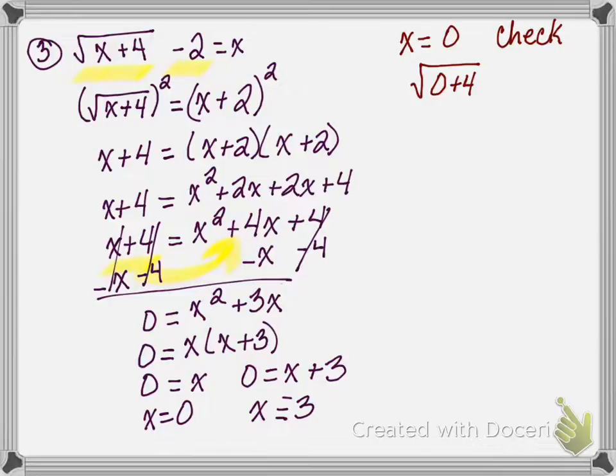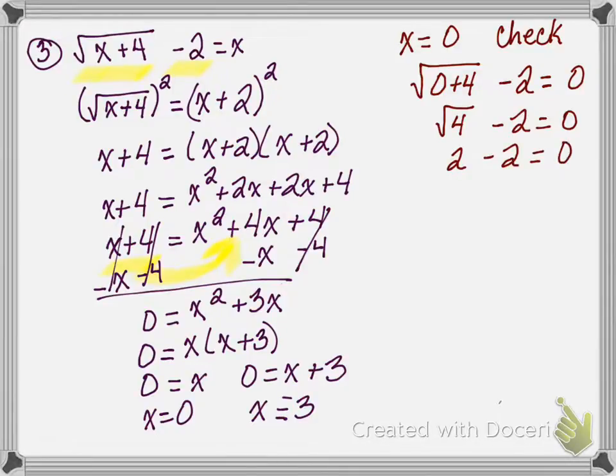And I'm going to plug in 0 for x. So I have the square root of 0 plus 4, minus 2, equals 0. 0 plus 4 is 4. So I have the square root of 4 minus 2 equals 0. The square root of 4 is 2. 2 minus 2 equals 0. And that checks. So x equals 0 is part of my solution.